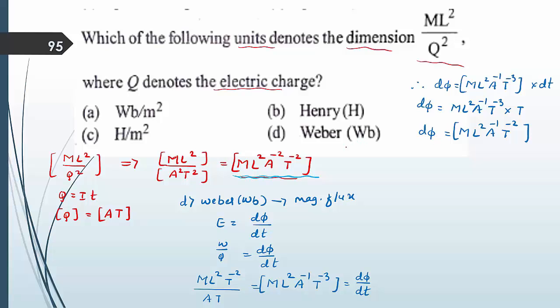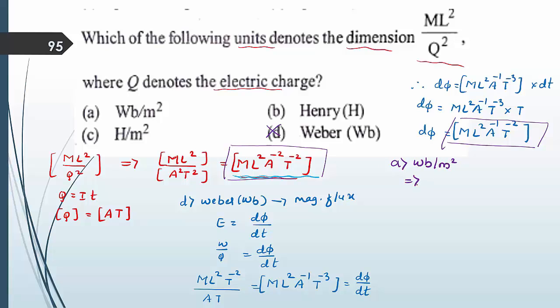Yes, observe here M L square A raised to minus 1 t raised to minus 2. This is our equation, the dimensional formula. Compare these two values, whether they are correct, whether both are different or whether they are the same. Observe this one and this one. They are different. Different means Weber is not the right option. Then come to option B, Henry, or you can go to Weber per meter square. I am going to take Weber per meter square here.